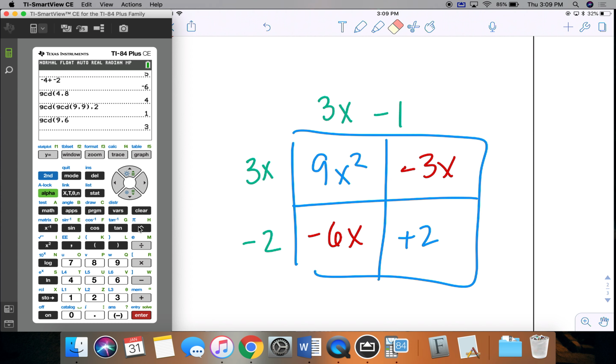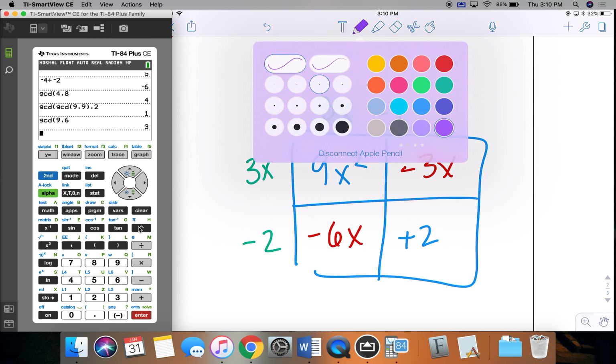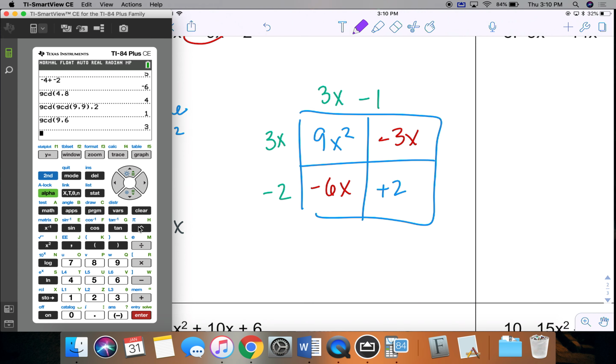Please be careful. If you are the type of person to say negative 6 divided by 2 is negative 3 and write negative 3 on the outside, then you need to make sure that you are really watching your steps and using that calculator. Quick checks, 3x times 3x is 9x squared. Negative 1 times negative 2 is a positive 2. So I rewrite my factors as my answer.